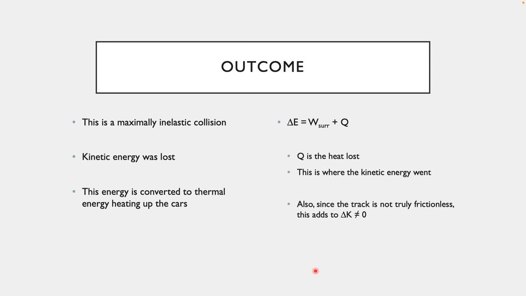So the outcome: this collision was a maximally inelastic collision. Kinetic energy was lost, and the energy is converted to thermal energy, heating up the carts in a maximally inelastic collision. How do we know this? Because the change in energy equals the work of the surroundings plus Q, where Q is the heat lost, and this is where the kinetic energy went, since we lost kinetic energy on the left side. Also, since the track is not truly frictionless, this adds to the change in kinetic energy not being zero.